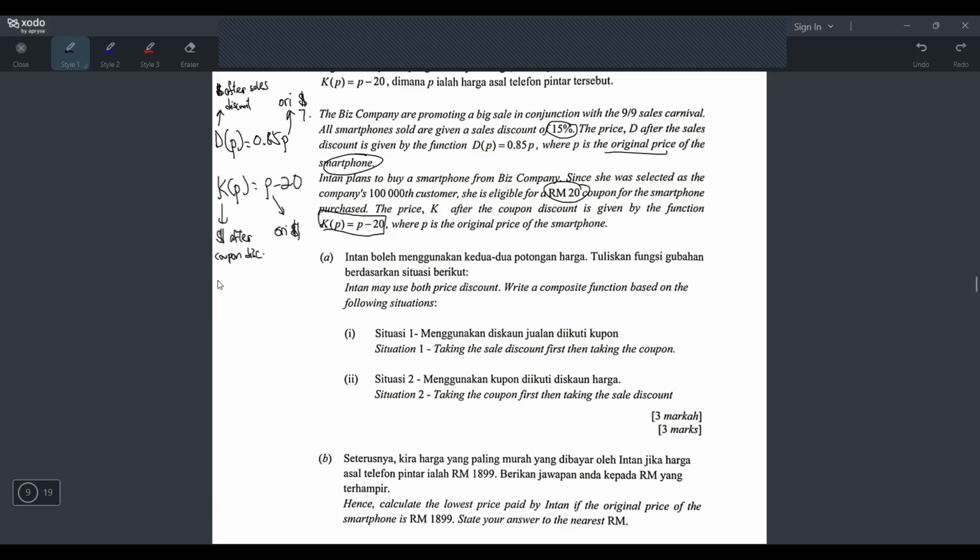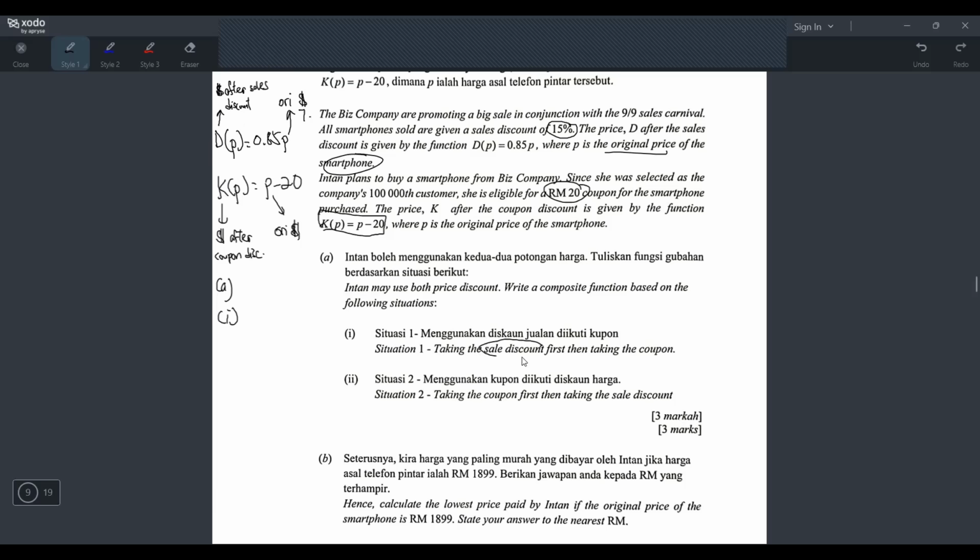Okay, now question A, I'll write here. Intan may use both price discounts. Write a composite function based on the following situations. Situation one, taking the sale discount first, then taking the coupon. Situation two, taking the coupon first, then taking the sale discount. I think for this one you just do a composite function. You just combine these two functions. But when you combine, you have to write it depending on which one comes first, right?